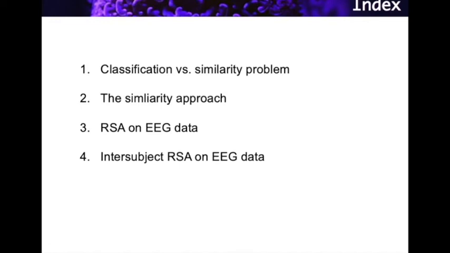In this lecture, I'm going to talk about 4 topics. The first one, I'm going to discuss what the differences are between a classification problem and a similarity problem. Then I'm going to describe what a similarity approach is, and then how representational similarity can be implemented on EEG data. Finally, I'm going to briefly introduce a method that implements representational similarity between participants that I hope is of your interest.